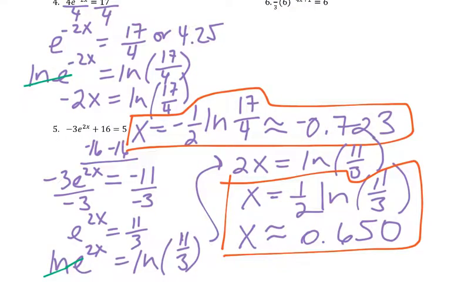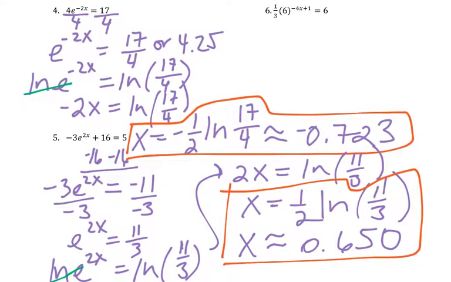Okay, so here we have the answer for number 4. I divided both sides by 4. Then I got e to the negative 2x equals 17 over 4, or you could have changed it to a decimal. Then we need to get rid of the e, so do the natural log of e to the negative 2x, natural log of 17 over 4. The ln and the e cancel out over here, and then we have negative 2x equals natural log of 17 over 4. To get rid of this negative 2, I multiplied both sides by negative 1/2, and I got x equals negative 1/2 natural log of 17 over 4. Plug that into the calculator, you get approximately negative 0.723.